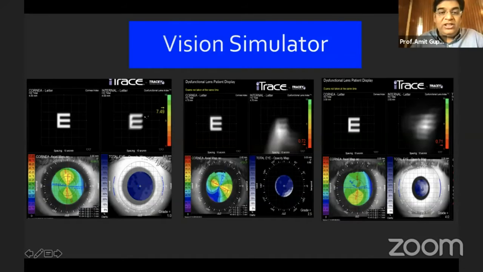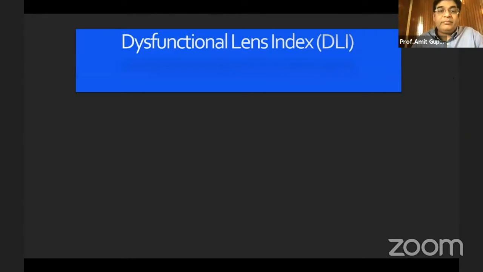It also has a vision simulator. So just see this. It is not only a good tool for us to understand what the patient is talking about, but it's also an important tool for us to explain to the patient, listen, I understand what's going on, or this is what is going on with your eye. And this is something which patients really appreciate when we show them.